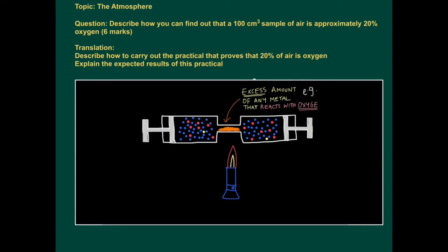This exam application tutorial is on the topic of the atmosphere. The question for 6 marks: describe how you can find out that a 100 centimeter cubed sample of air is approximately 20% oxygen. So really you may know this experiment now, but describe how to carry out the practical that proves that 20% of air is oxygen and explain the expected results of this practical.